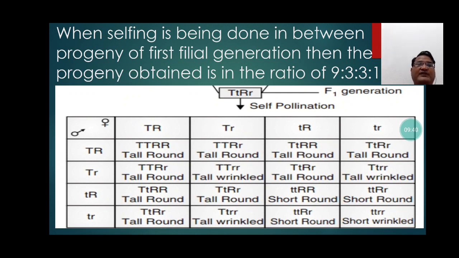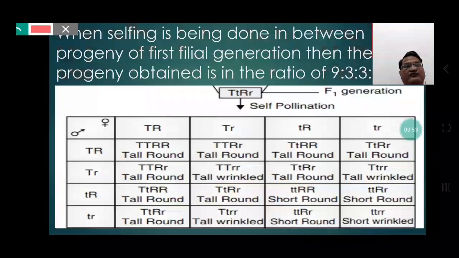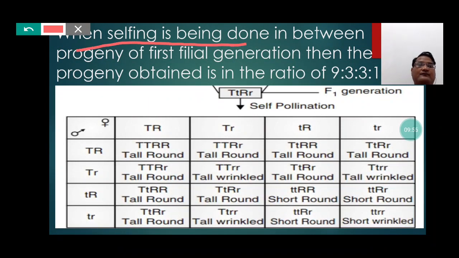When selfing is being done in between progeny of the first filial generation, then the progeny obtained is in ratio of 9:3:3:1. So students, when selfing is being done between the first generation of the progeny, that is the first filial generation of the progeny, then the offspring which is obtained is in the ratio of 9:3:3:1.